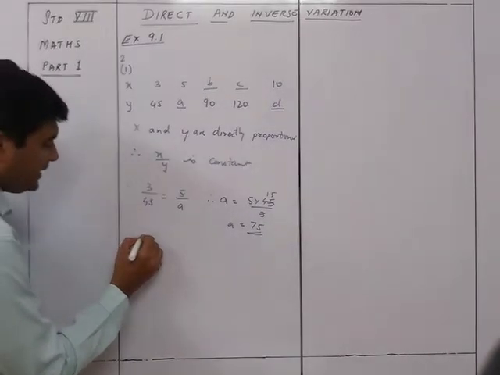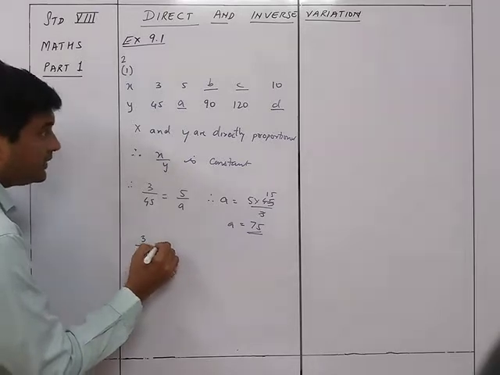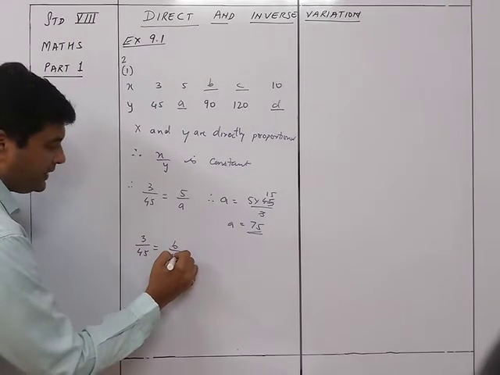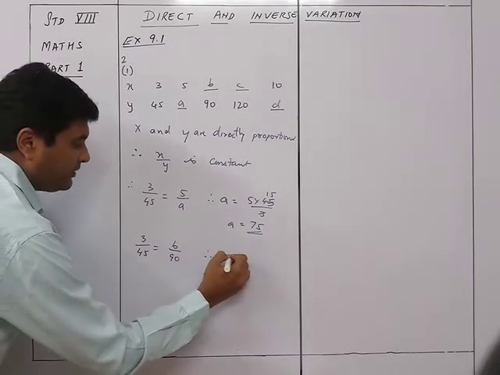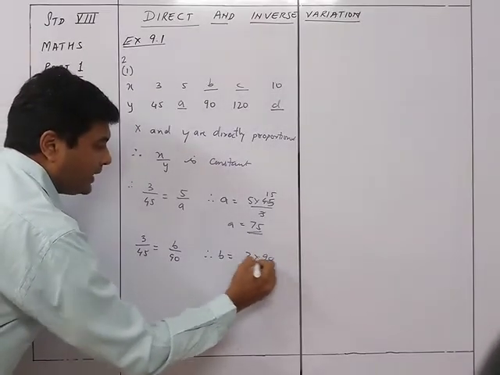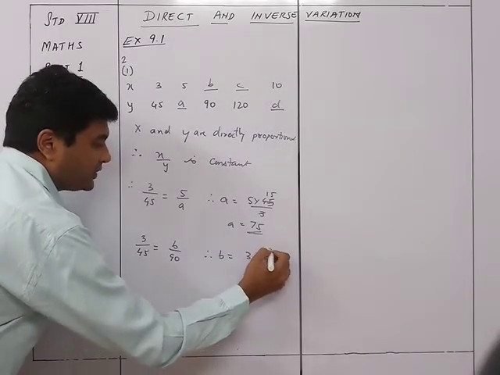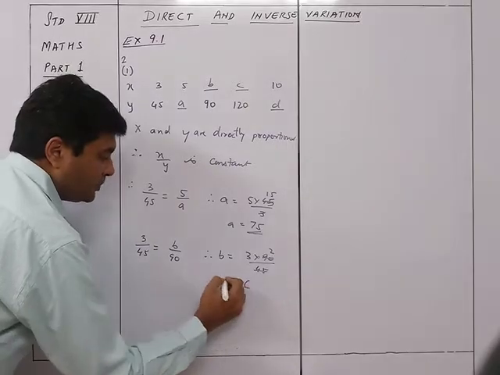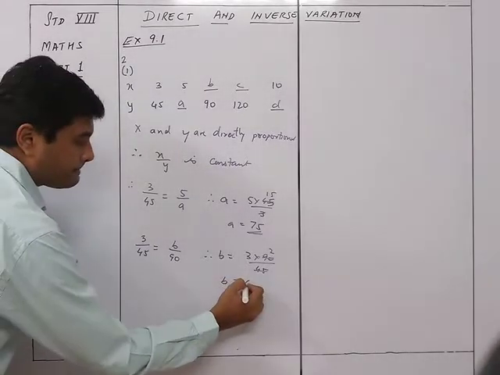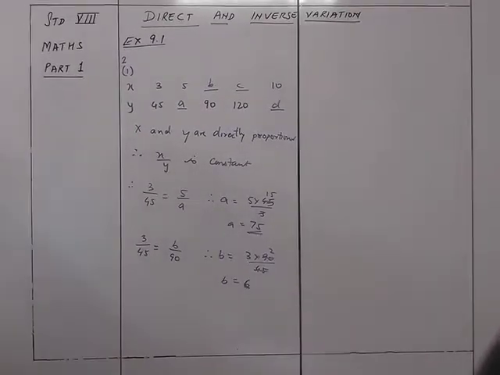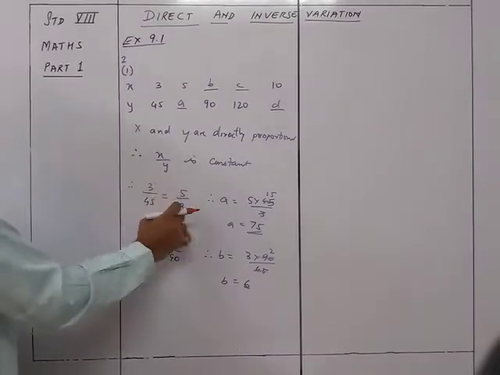We again take 3 upon 45 is equal to b upon 90. Therefore b is equal to 3 into 90 upon 45. So it gives you 6. So b is equal to 6. We are just cross multiplying here.